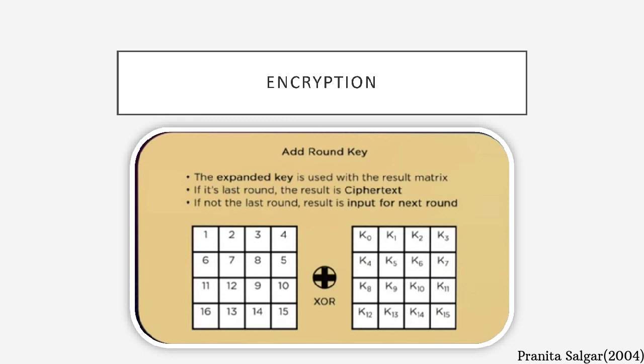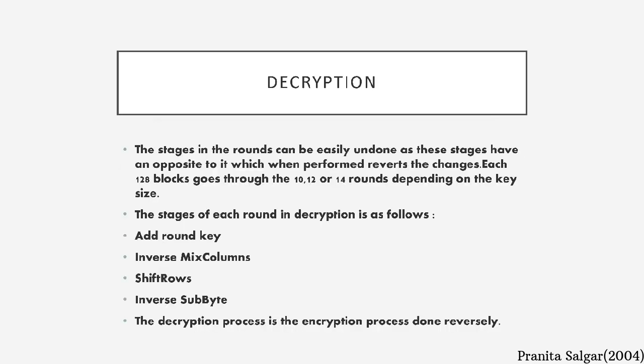And the second last point is decryption. The state in each round can be easily undone as these stages have an opposite which, when performed, reverts the changes. Each 128 bit block goes through 10, 12 or 14 rounds depending on the key size. The stages of each round in decryption are as follows. First is AddRoundKey, second is InverseMixColumns, third is ShiftRows, fourth is InverseSubBytes. The decryption process is the encryption process done inversely.